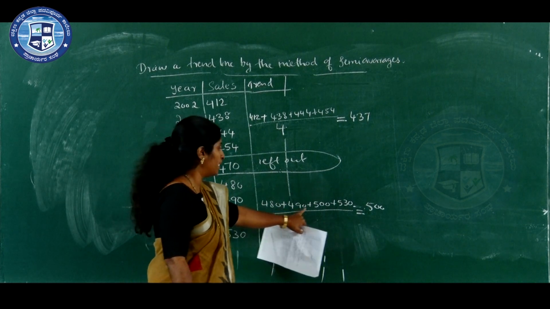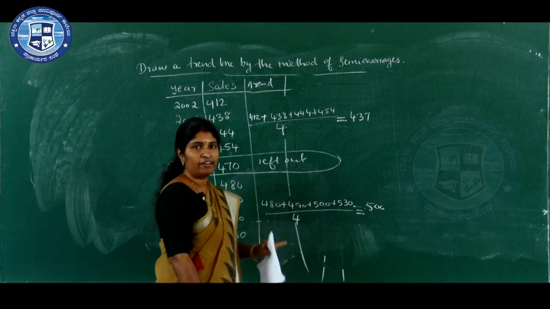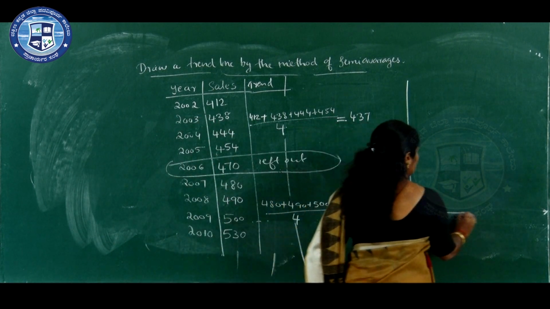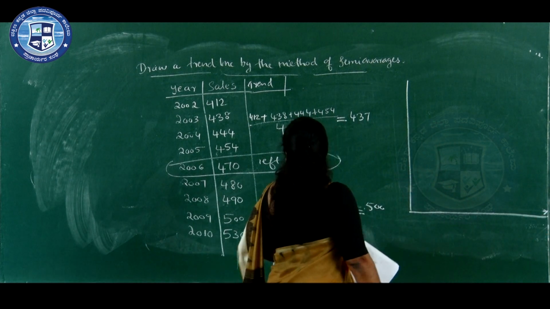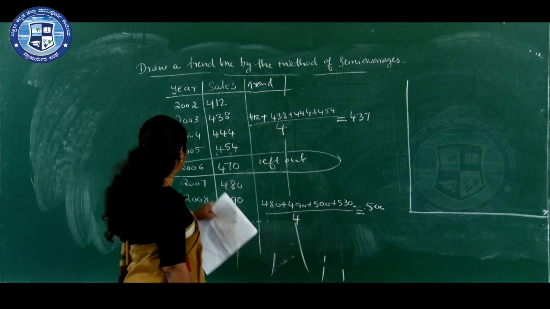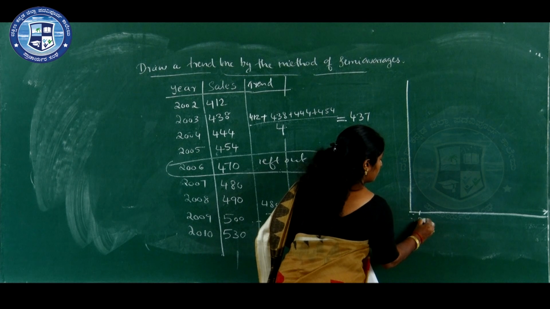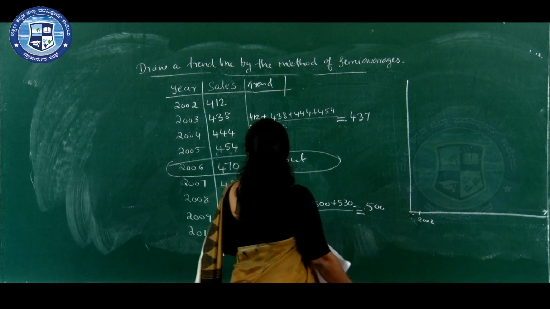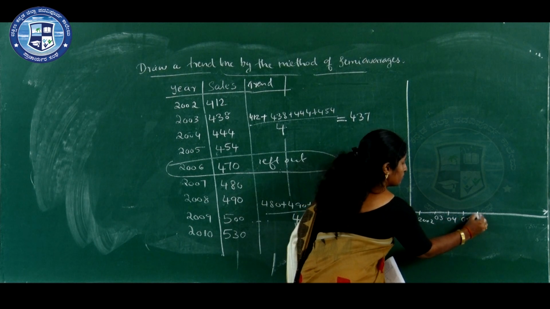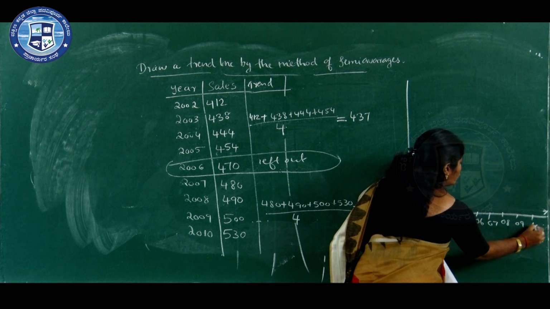480 plus 490 plus 500 plus 530 divided by 4, and your answer will be 500. Now, we will draw the graph for this. First you have to draw the original data, that is the histogram, from 2002 till 2010: 2002, 2003, up to 2010.